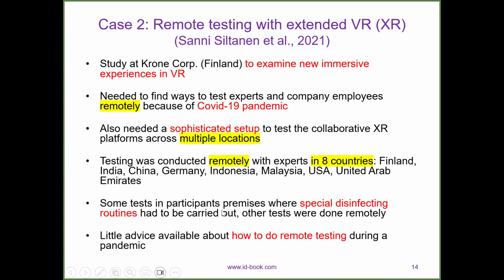Some tests in participants' premises especially required disinfecting routines, and other tests were done remotely. Little advice was available at that time on how to do remote testing during the pandemic. However, after the pandemic, many sophisticated and creative ways were designed to help remote testing.